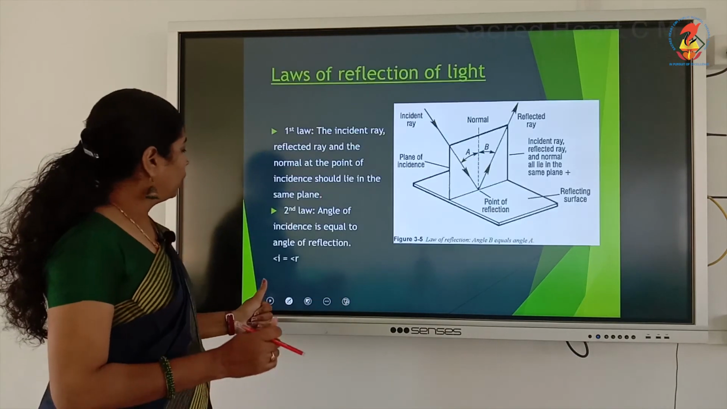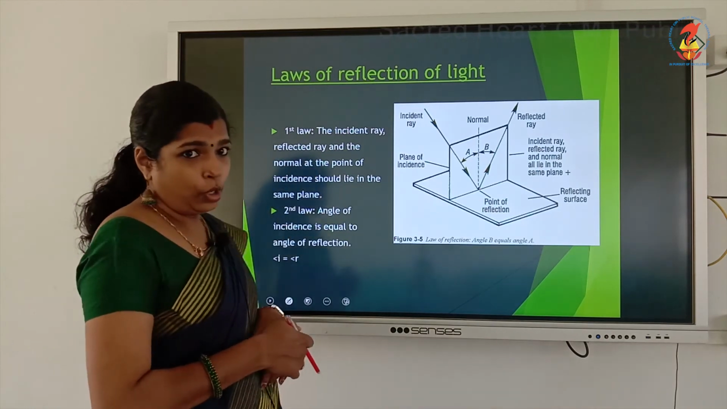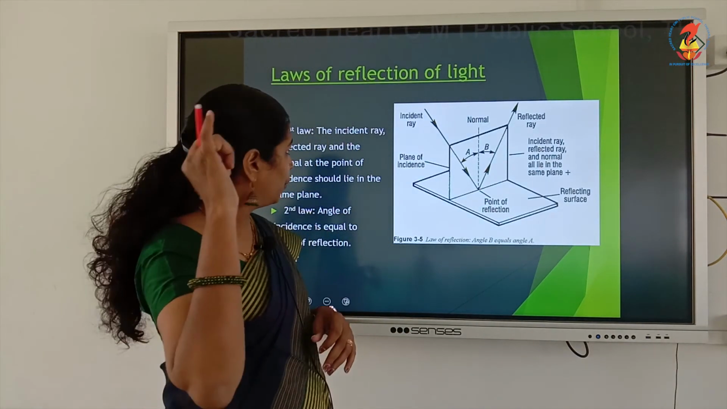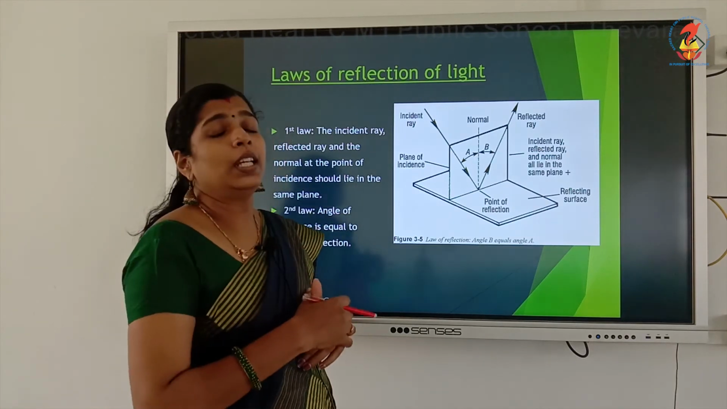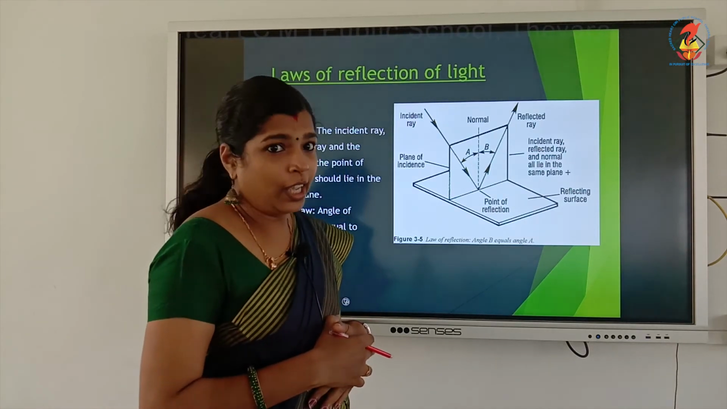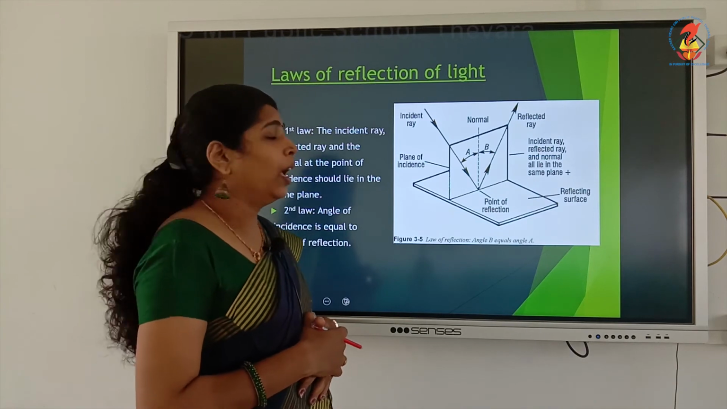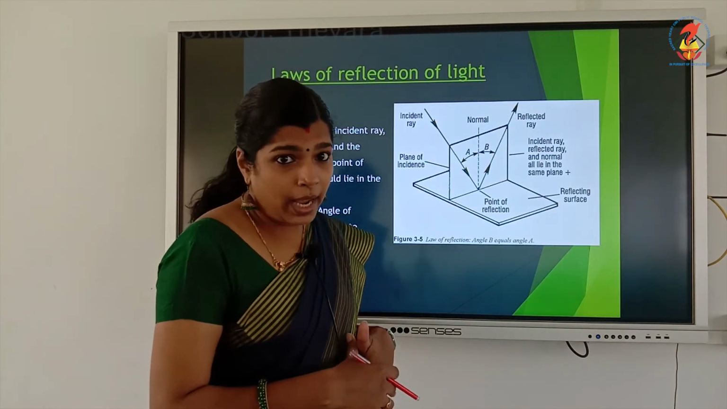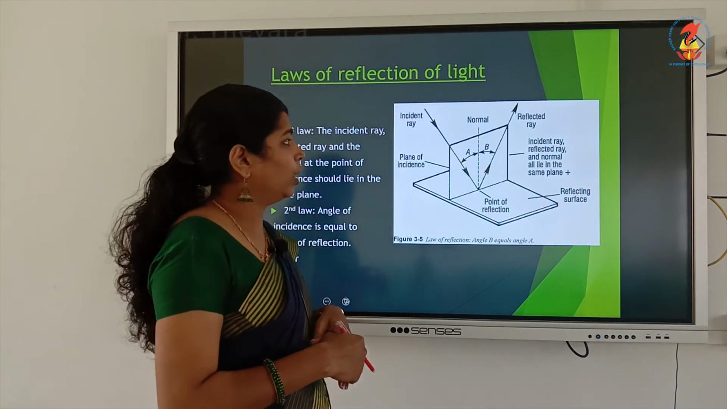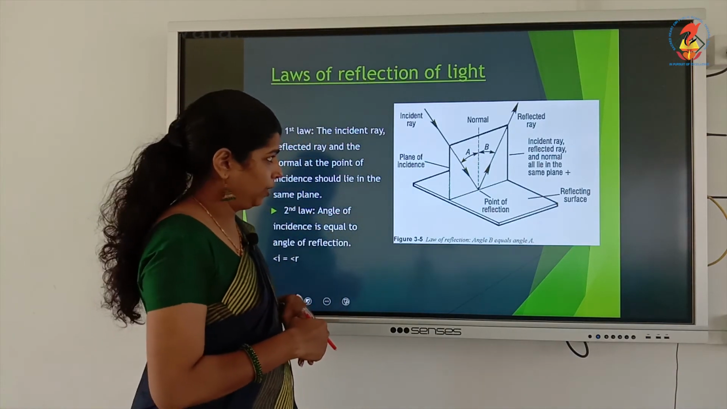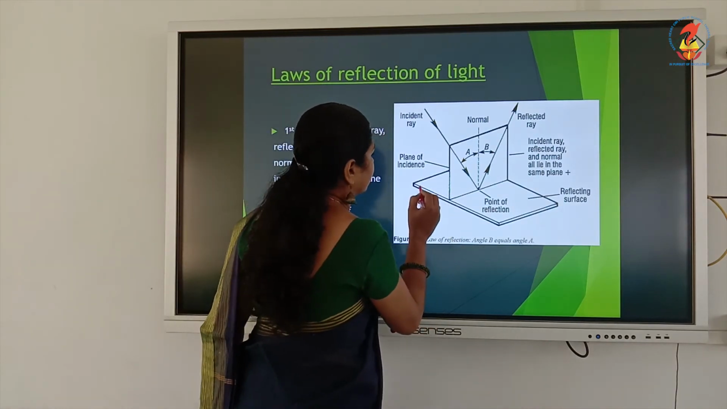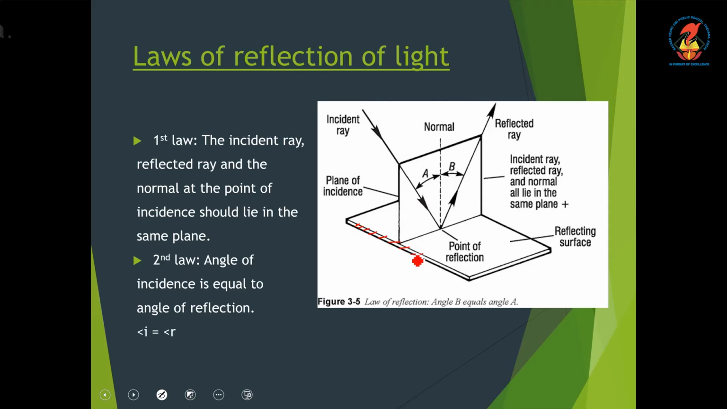Now, laws of reflection. Two laws are there for the reflection. First one: the incident ray, reflected ray and the normal at the point of incidence should lie in the same plane. So, this one is a mirror.